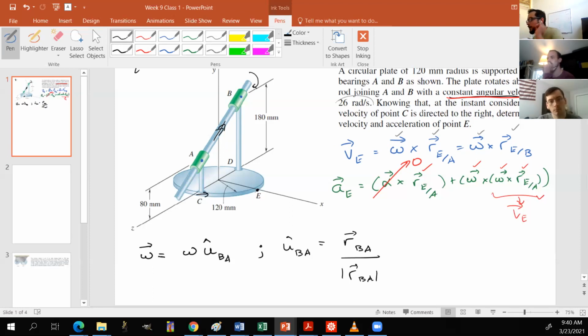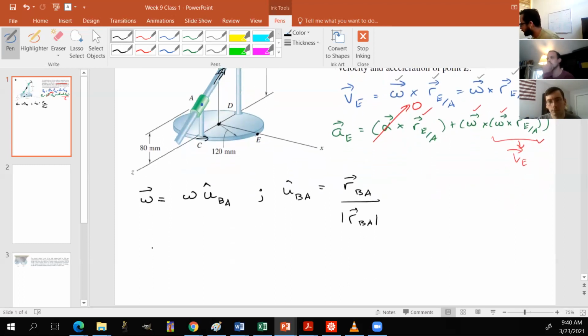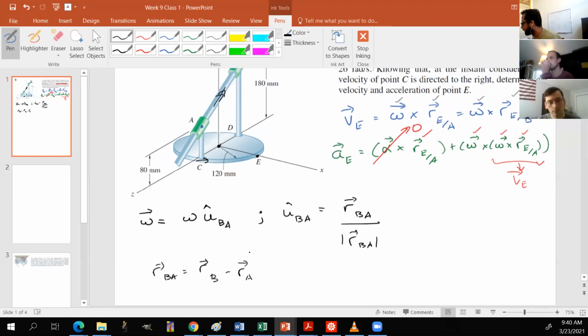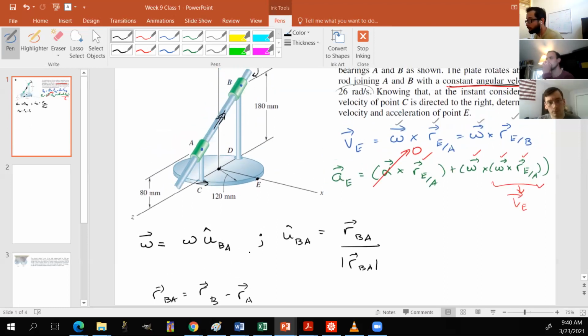Does everyone know how to find R_BA? You have an origin over here, and you can find R of B. R_BA is going to equal R of B minus R of A, and I'll let you figure it out. You end up getting minus 100 j hat plus 240 k hat divided by the magnitude, which ends up being 260.